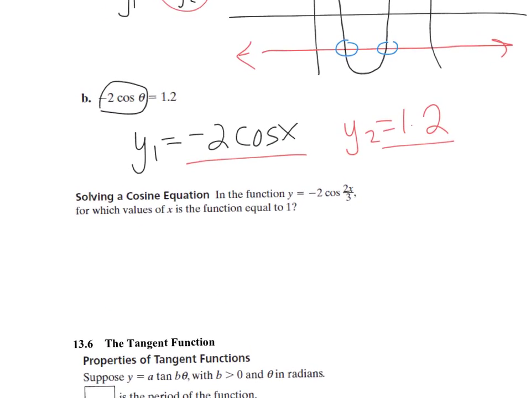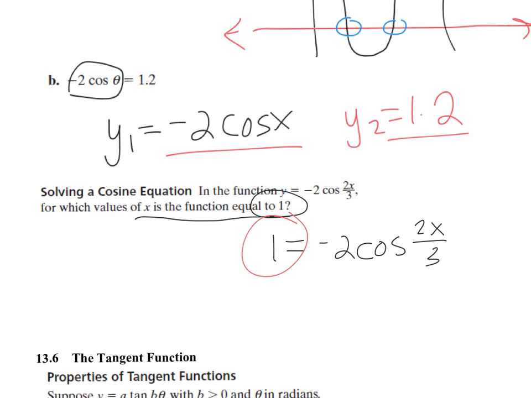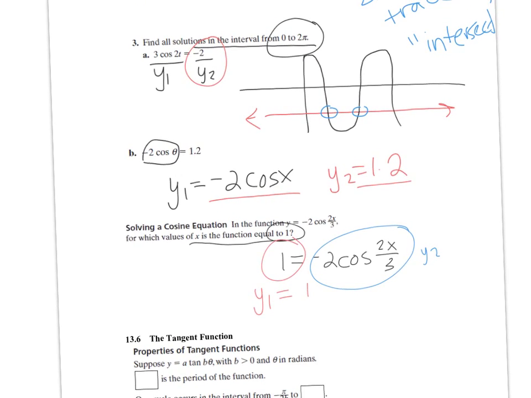Same thing with this. In the function y equals negative 2x over 3, when does the value of x equal 1? If you substitute 1 in for y, you have this function. You're going to put this in your y1, and then you're going to put this function in your y2 and see where they cross. It can cross multiple times, or it might not cross at all.